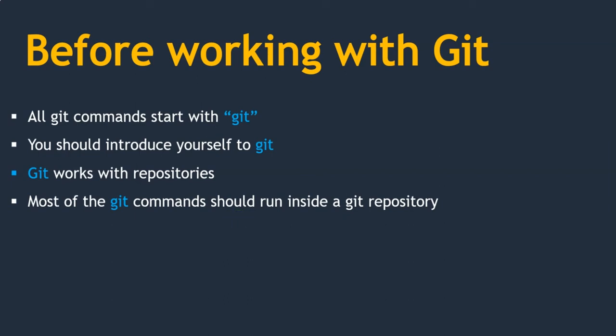Hello friends, welcome back. In this lecture, we are going to see how we can create a Git repository. Before that, I would like to stress a few points. First point is all Git commands start with git. So whenever we execute any Git related command, the command starts with git. Even in our previous lecture, while configuring our username and email ID, our command started with git: git config --global, right?